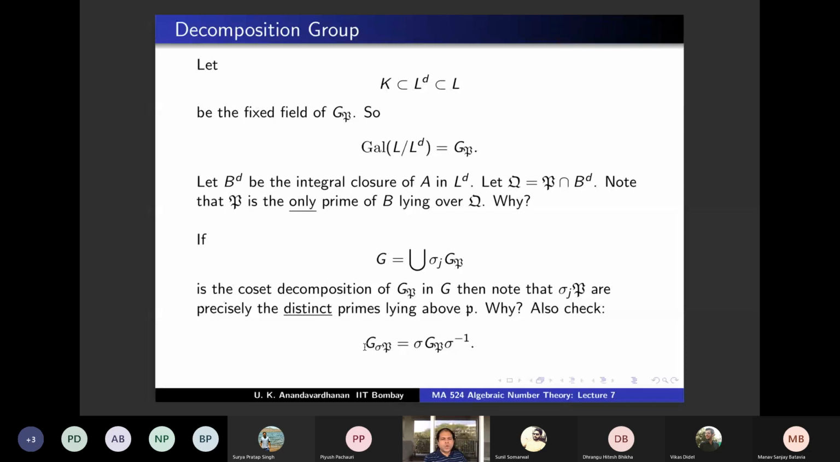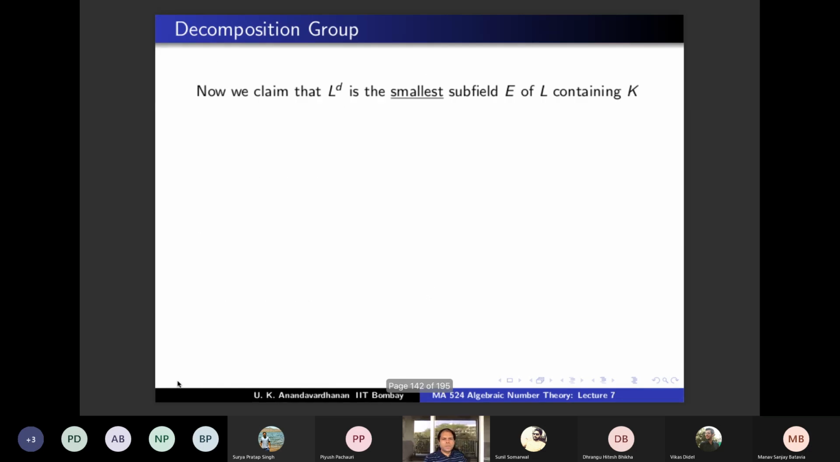Apply the definition. So anything in this will be of the form tau, where tau sigma p is sigma p. But if tau sigma p is sigma p, then sigma inverse tau sigma fixes p. So sigma inverse tau sigma will be in GP. So tau will be in sigma GP sigma inverse, and exactly the same way the other way. Okay, so there's a close relation between the two.